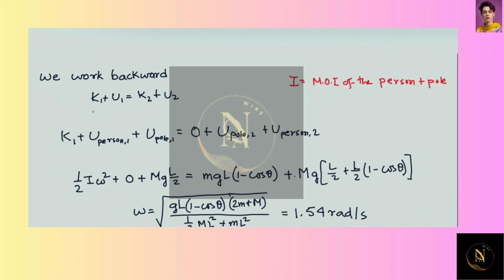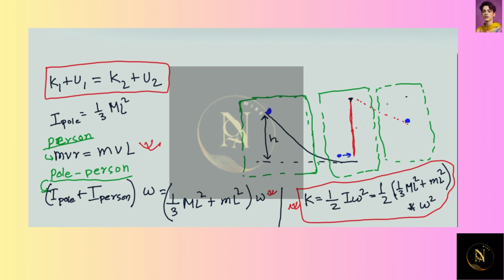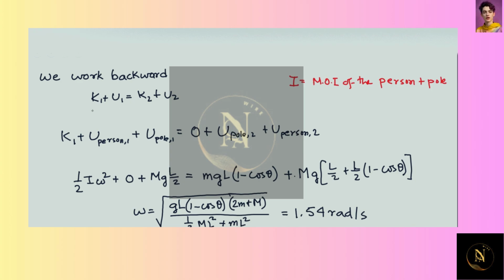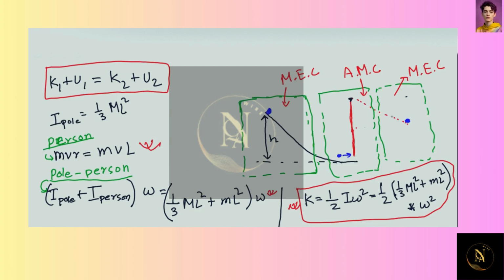So first, as we mentioned, we'll be using mechanical energy conservation. So let's actually write that. So this is mechanical energy conservation, this is angular momentum conservation, and this is mechanical energy conservation again. So we're starting with this one. For mechanical energy conservation, we have K1 + U1 equals K2 + U2. And so this is when the person gets attached to the pole, or in other words, this part.